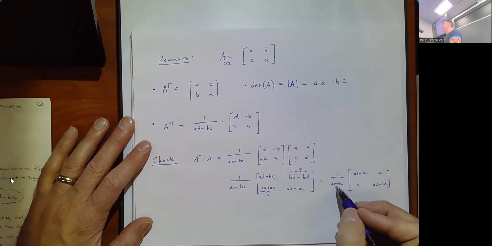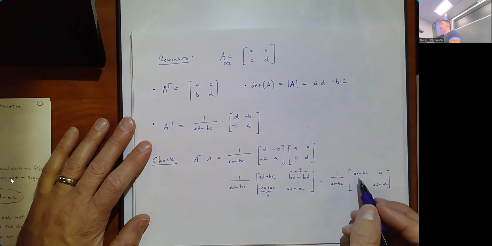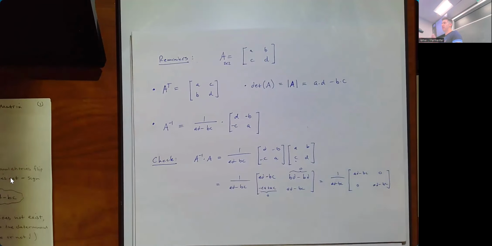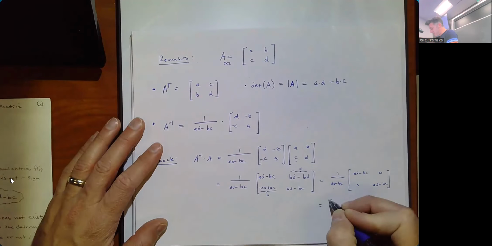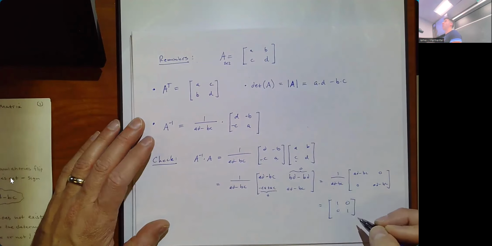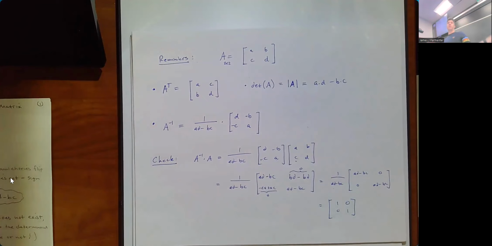But 1 over AD minus BC times AD minus BC is what? Everybody, show me on your fingers. How much is it? Yeah, it's 1. So that times that is 1, 0, 0, and that times that is 1. Which is what you should get when you multiply two matrices together that are inverses. You should always get the identity matrix when you multiply them together.